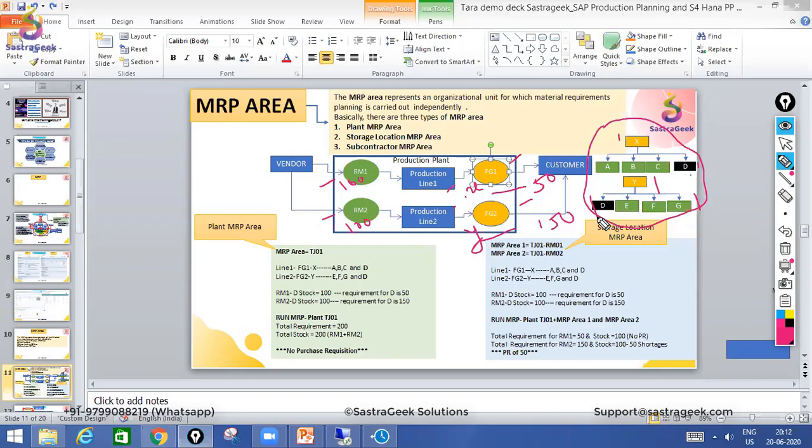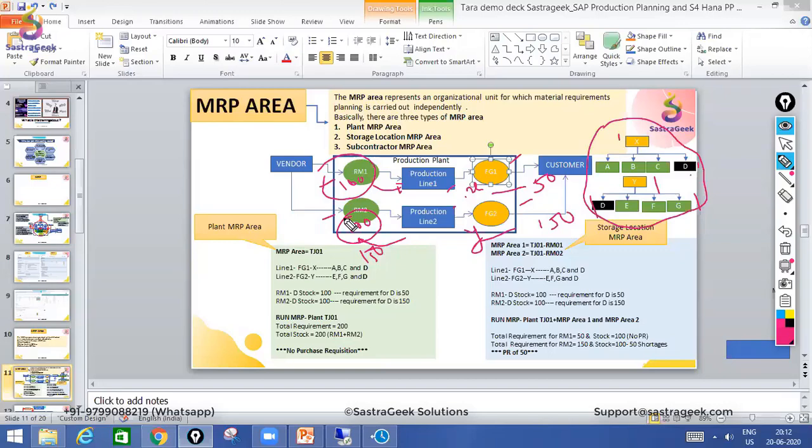Now, since I already have stock here, 100, and my requirement is only 50, the system will say, okay, no need to worry. We can issue 50, and we still have 50 available in this stock. But if you go to production line 2, my requirement for the raw material is 150, but my available stock is only 100. That means there is a shortage of 50.